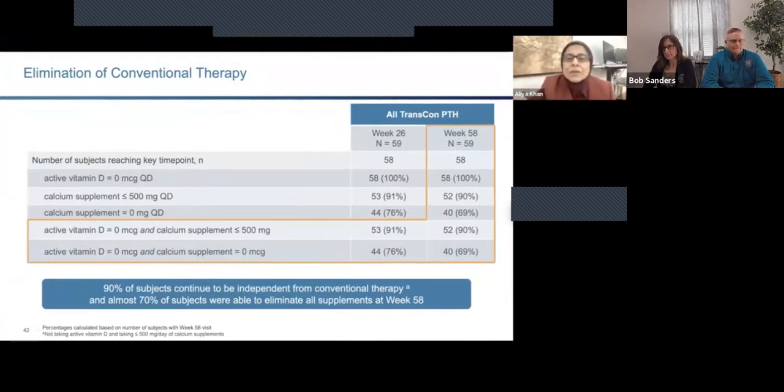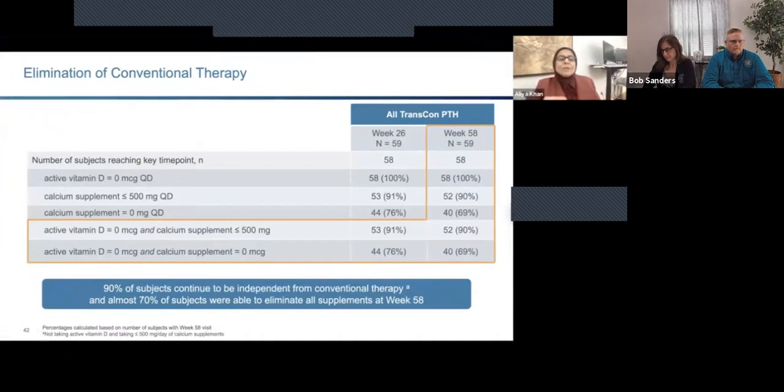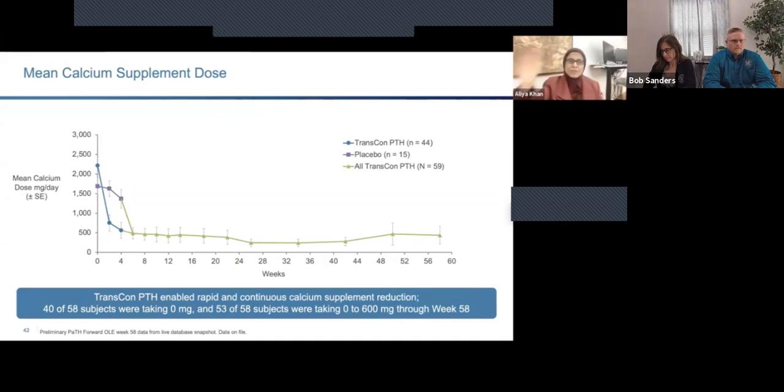How many people were taking less than 500 milligrams of calcium? Well, 90% were down to less than 500 milligrams of calcium. How many people were able to stop their vitamin D and only take 500 milligrams or less of calcium? 90%. And how many people were totally off calcium and vitamin D? 69%, close to 70. So that's really great. You're able to come off these supplements. As you can see, there was a dramatic reduction in the calcium dose that was required.